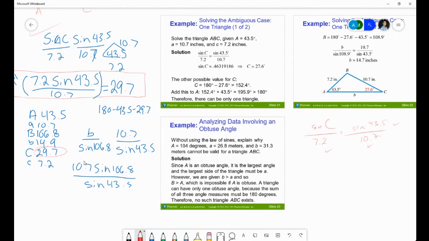All right, do we have finally the answer for B and angle B? So angle B is easy because you can just subtract that from 180. So you should get 108.9 once you change this one to 27.6. All right, and then we can use the law of sine again to find B. So change this one right here.